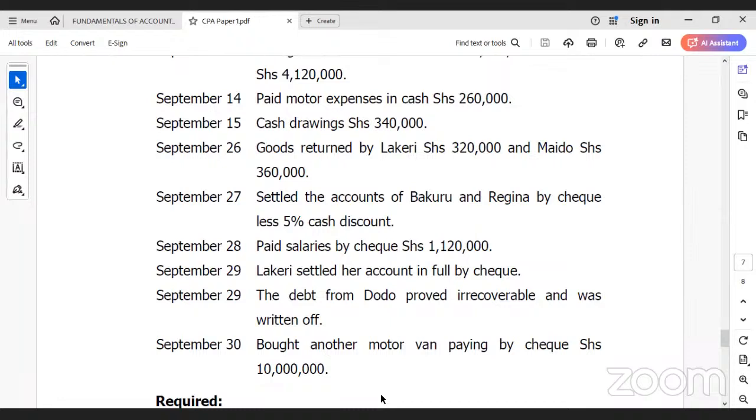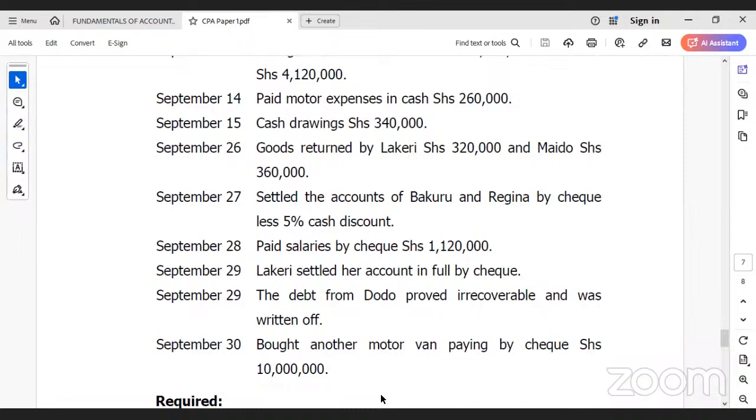Goods returned by Lakeri of 320 and Maido 360. So which accounts do we need in this case? Which accounts are you going to prepare? Goods return account, Lakeri and Maido.